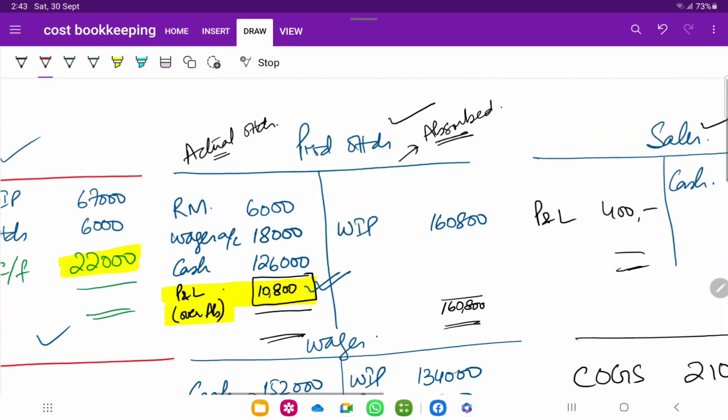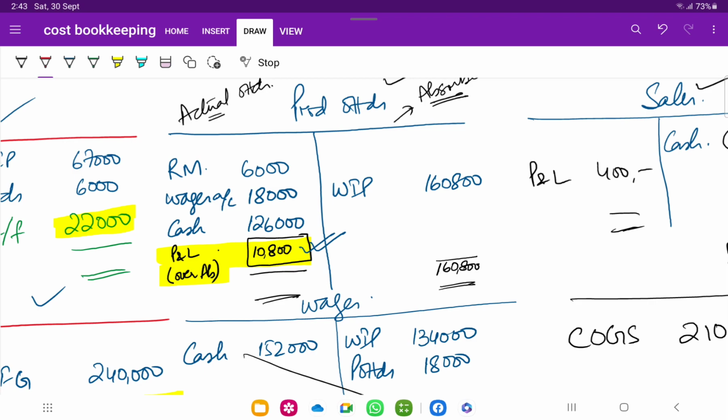Whatever the actual overhead is, whether it is actual raw material, actual indirect labor, or actual indirect expenses, whatever the actual cost is, it is always part of the debit side. And whenever there is absorbed overhead, production overheads are always credited. The reason we make a credit entry in the production overhead T account is that we have to compare actual and budgeted. So definitely absorbed overheads cannot be charged to the debit side, because in that case we cannot make the comparison.